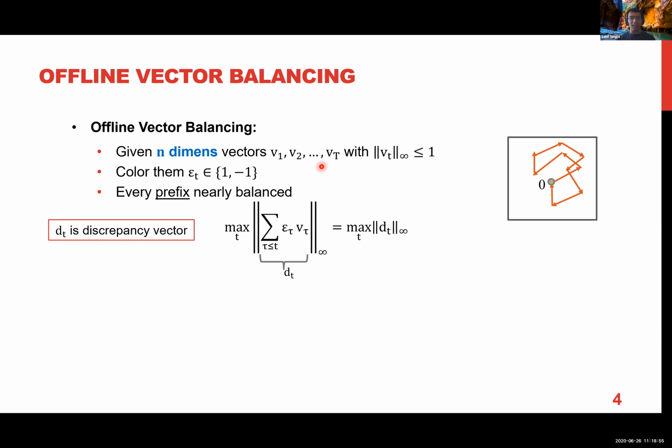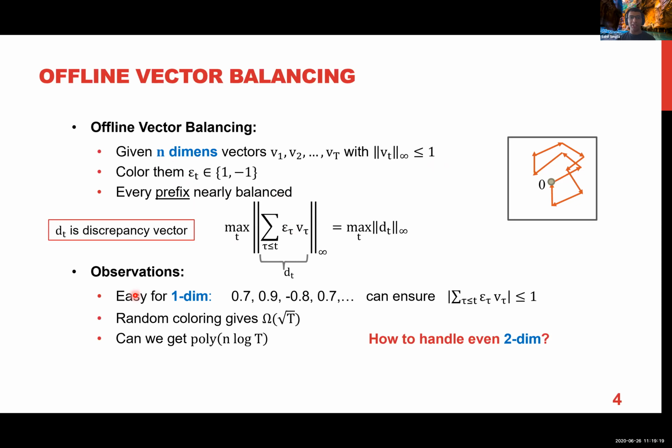Now I'm given t vectors. So rather than being given t points, I'm now given t vectors in some n dimensions. Maybe you can just think of n being small, but other variants are also interesting. And all these vectors have L infinity norm bounded by 1. Your goal is to color them plus or minus, such that every prefix is nearly balanced. What I mean is, for every prefix, the signed sum should have a small infinity norm. And this is the goal.